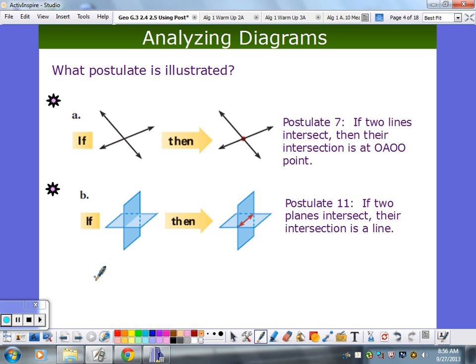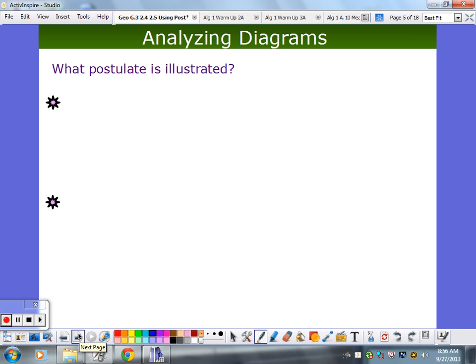As far as having to memorize the postulate number, you do not have to know the postulate number as far as I'm concerned. You have to kind of know this part. This is the important part, the actual words. The next ones I don't believe are on your paper, but let's see if we can do those. Which one do you think this one is?